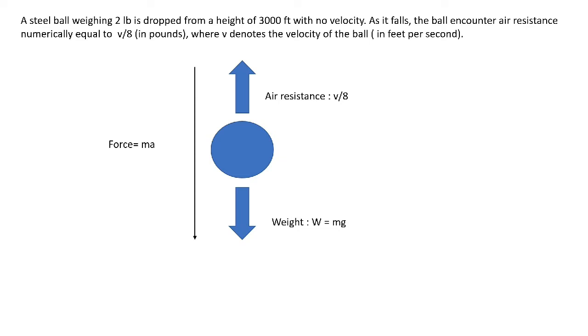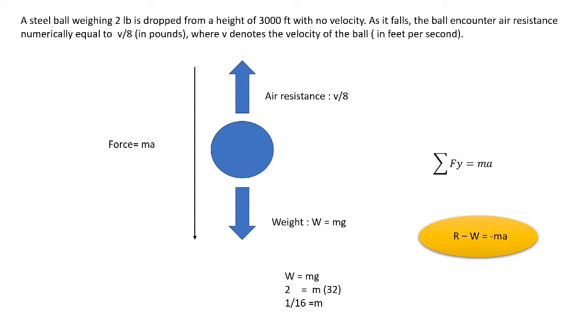From the information we got, we can simply substitute 2 for W and 32 feet per second squared for g, and we get m equal to 1 over 16. The important part is that the sum of forces equals ma. By doing vector calculation, we get R minus W equal to negative ma. W and ma are negative because the ball goes down.